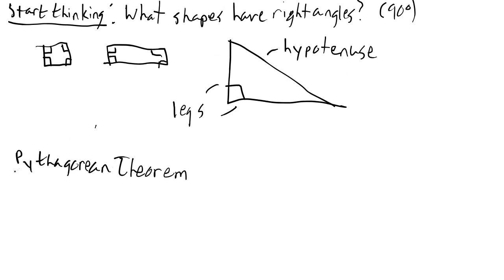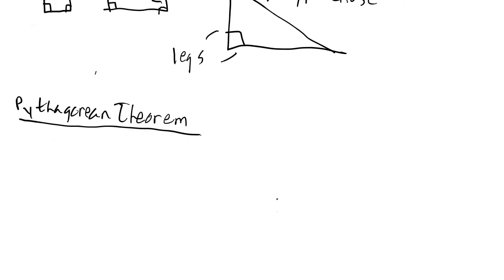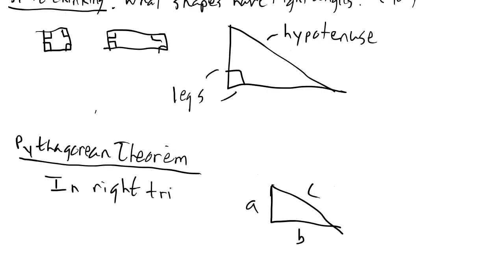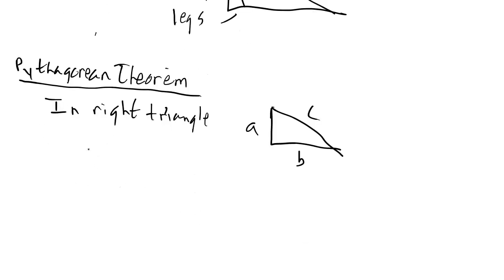It says if you have a right triangle, so we're going to draw this out and we're going to give the sides specific names. So we have a right triangle here, and we'll call the two legs A and B, and we'll call the hypotenuse C. And what it's saying is, in this right triangle, we know that A squared plus B squared is equal to C squared. Or think about this as the square of the two legs, so one leg squared plus the other leg squared, is equal to the square of the hypotenuse.